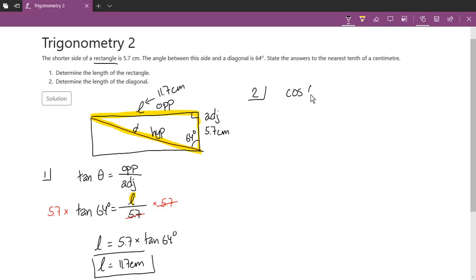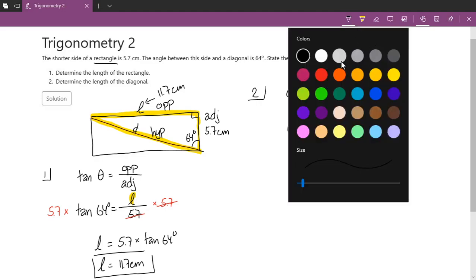Cosine of an angle theta is defined as the length of the adjacent side divided by the length of the hypotenuse. We plug in what we have. We know that the angle theta is 64 degrees, the adjacent side is 5.7, and the hypotenuse, we are calling that D for diagonal.